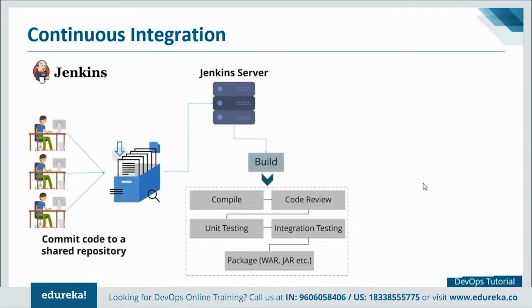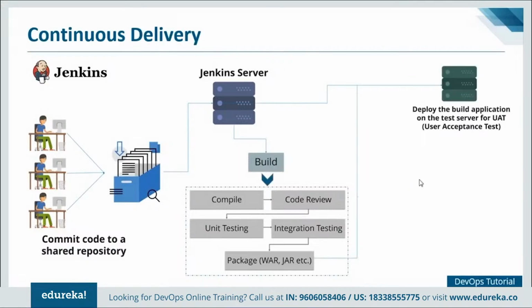Let's move forward, and now I'm going to explain continuous delivery. Now in continuous delivery, the package that we have created here, the war or the jar file or the executable file, Jenkins will take that package and deploy it onto the test server for end user testing.